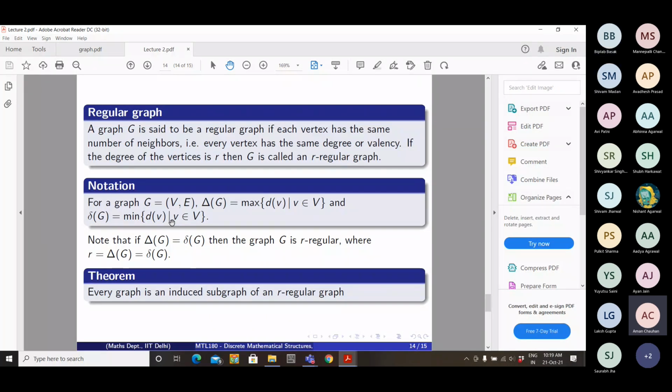It's a subgraph with some other properties. It means if you take two vertices from the set U, then these two vertices are adjacent there if and only if they are adjacent in your original graph. That's it. Okay, sir. Thank you.